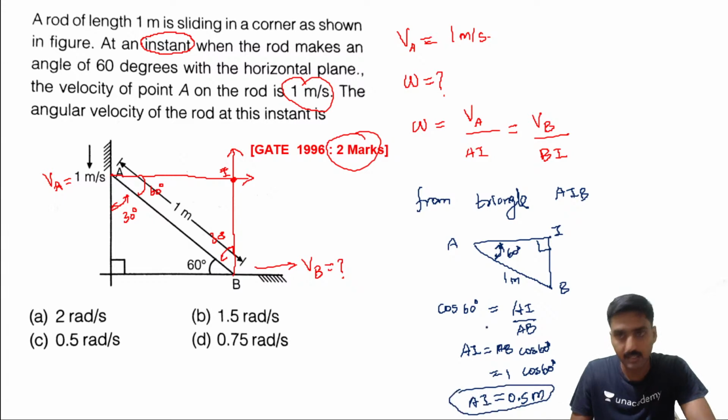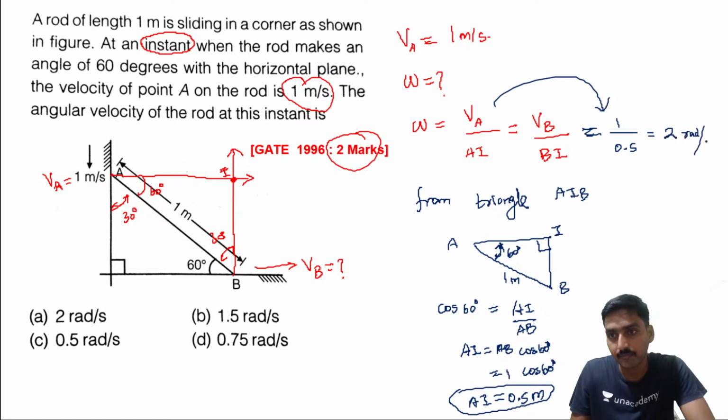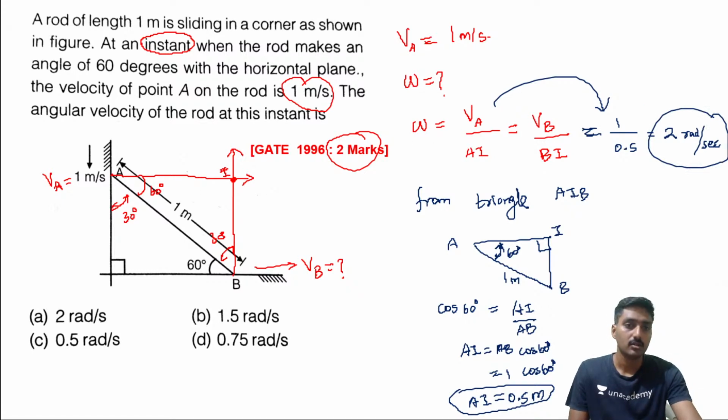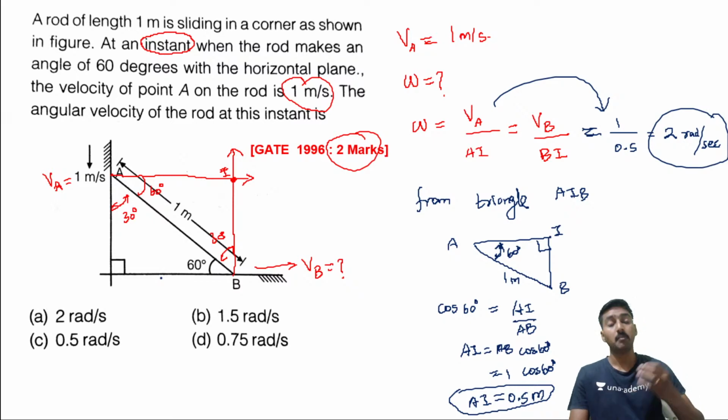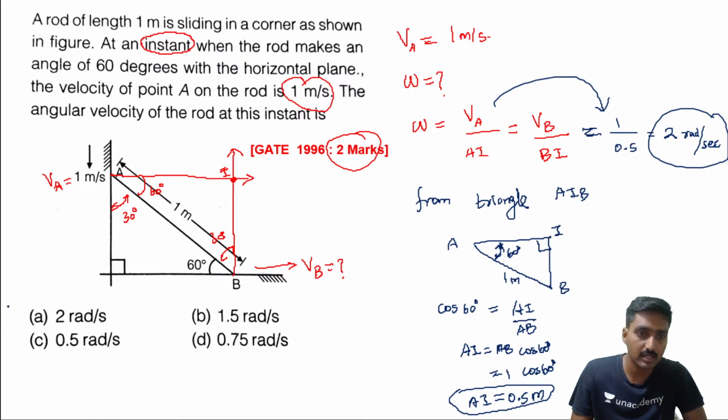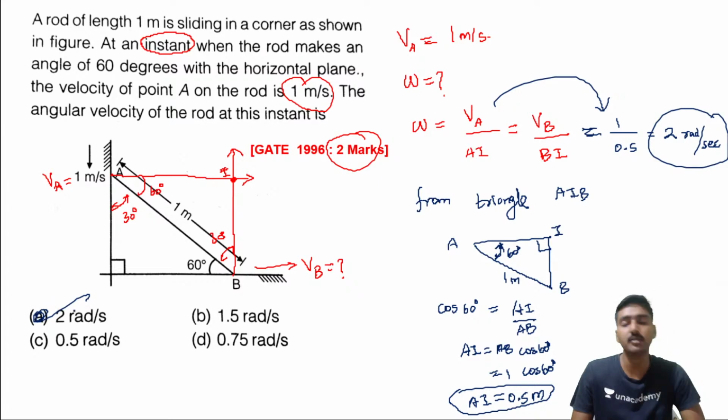Now, how to calculate the angular velocity? From this equation, omega is equal to velocity 1 divided by AI 0.5, which is equal to 2 radian per second. 2 radian per second is the right solution. In today's session, we are going to discuss the previous questions. So the right solution for this question is option A, 2 radian per second.